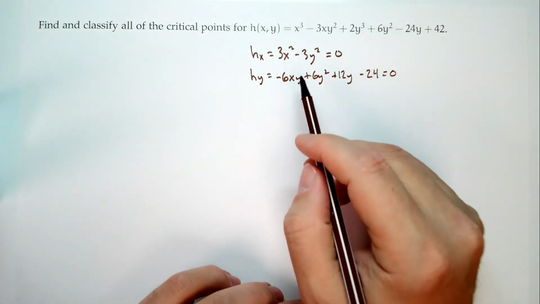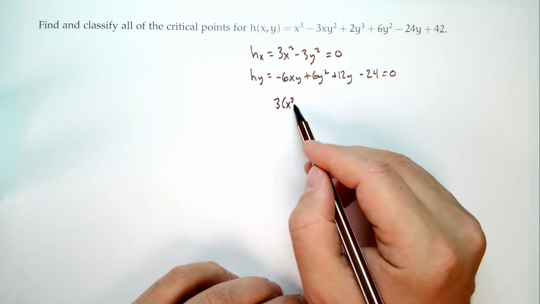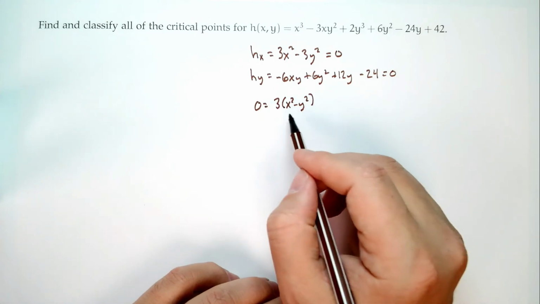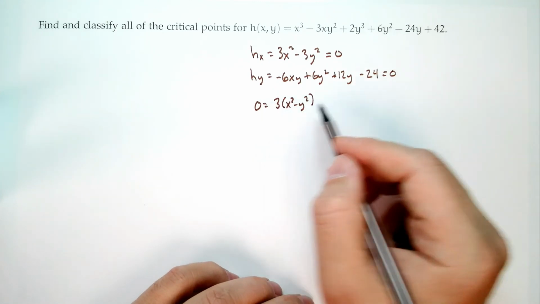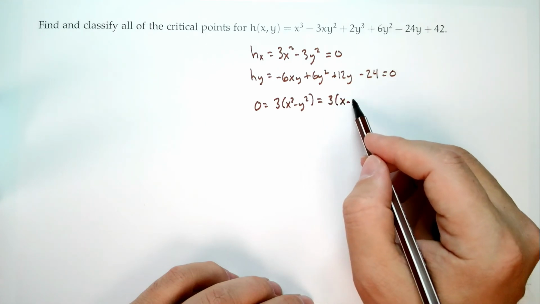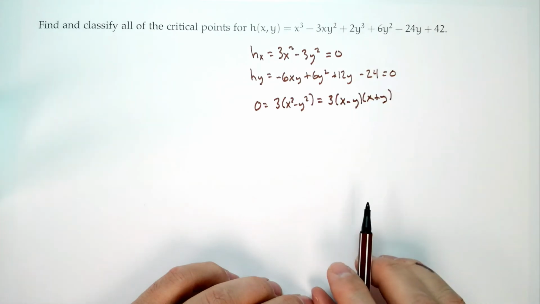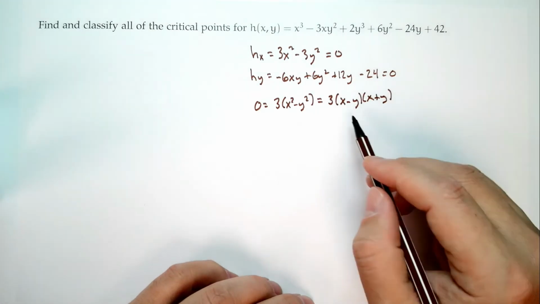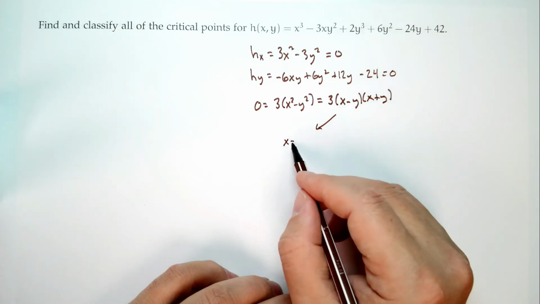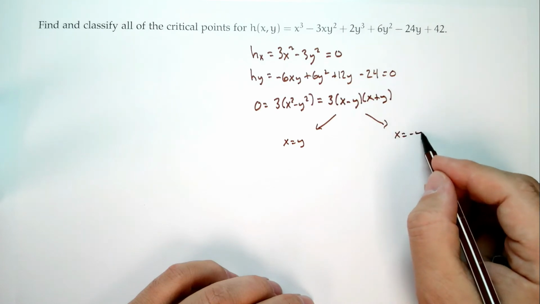And in fact, we can see a couple of things. 3 is common, so that becomes x squared minus y squared. Pull that out. And then it's like, oh, a square minus a square. Difference of squares. So we can write that as x minus y, x plus y. And so, our conclusion is that there's two possibilities. 1, x is equal to y, or 2, x is negative y.